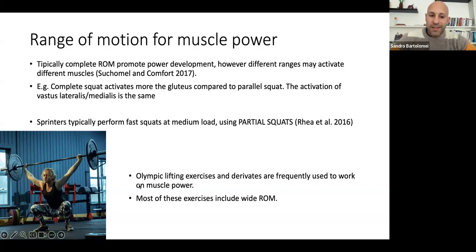Okay, most of the exercises related to Olympic lifts include a very wide range of motion. So there is also a similarity. For example, for a javelin thrower, performing a snatch is very important because there is a big range of motion in the snatch and the stress on the shoulder may be for some aspects similar to the javelin, even if the technique is completely different and also the sequence of activation of the different muscles is very different. However, it may be important for them to work with Olympic lifts.